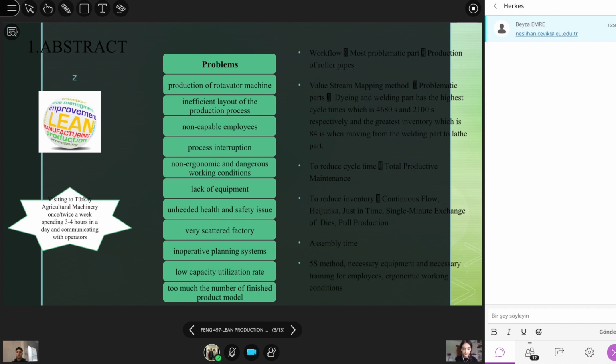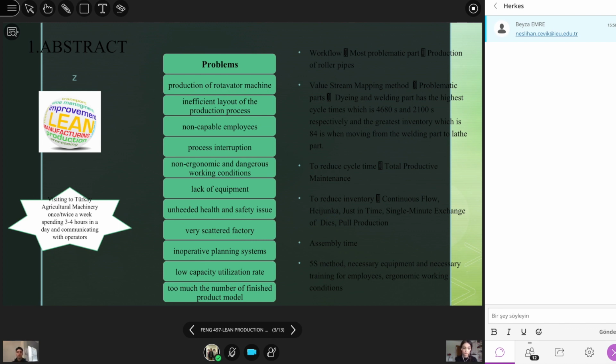These are problematic parts. Therefore, it is observed that some studies are necessary to reduce the high inventory and high cycle time seen here. We completed these studies by doing a time study on lathe, welding, sandblasting, pre-assembly, dyeing, and final assembly parts. To reduce cycle time, total productive maintenance can help. Continuous flow, heijunka, just-in-time, single-minute exchange of die, and pull production can help to reduce inventory. Since assembly is a manual job, machine time can be reduced to some extent, but manual work, that is, the duration of human work, can be reduced by time study.